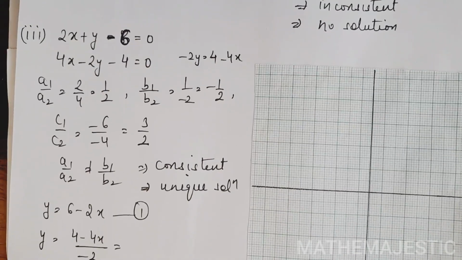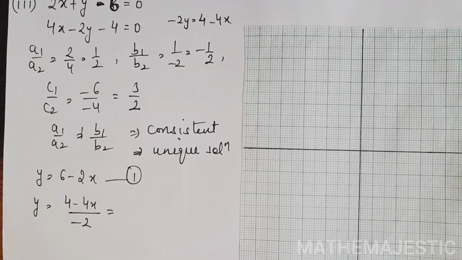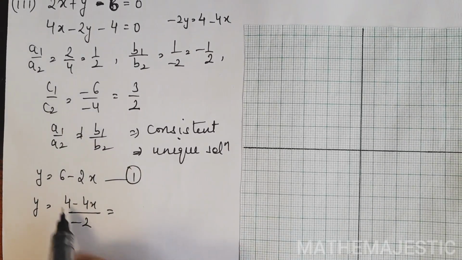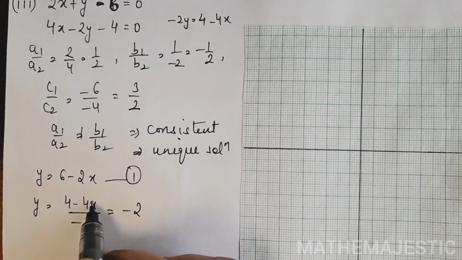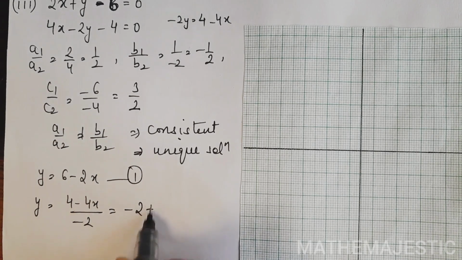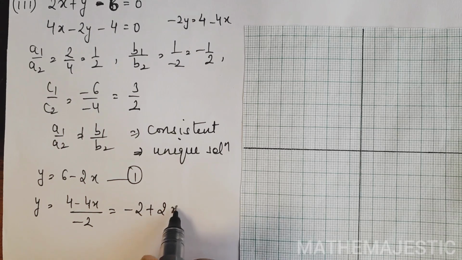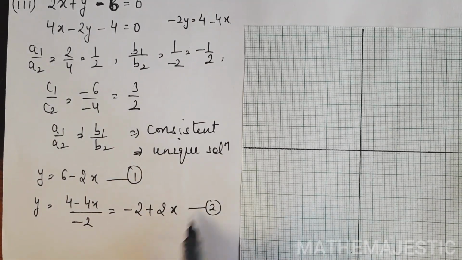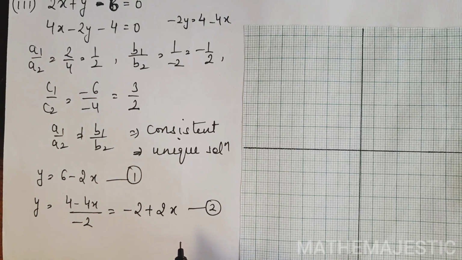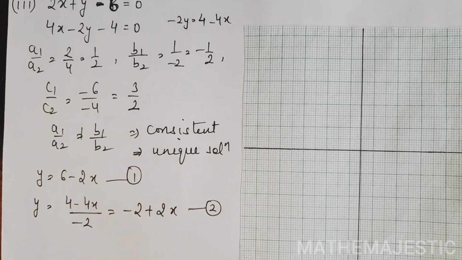You can simplify this also. minus 2 से इसको divide करेंगे, 4 by minus 2 will be minus 2. और एक बार इसके नीचे लेके जाएंगे तो minus minus will become plus. So it will be 2x. So y will be minus 2 plus 2x. This is the second equation, or 2x minus 2 also you can write down. So now we will make the table here.